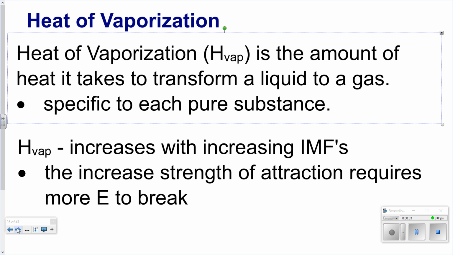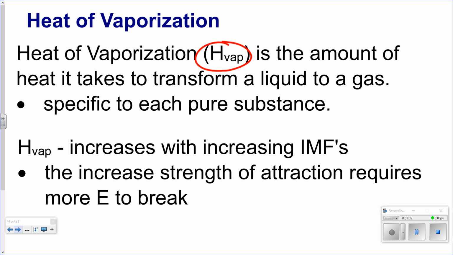Now, related to this is something called heat of vaporization. Heat of vaporization is the amount of heat it takes to transform a liquid to a gas specifically. Okay, so when we're talking about HVAP, what we see here is the amount of heat it takes to do this. Well, if the forces of attraction are stronger on the molecules in a liquid, they're more strongly attracted to each other. If they're more strongly attracted to each other, it's going to take more energy to break those stronger attractions. So increased IMFs give us increases in the heat of vaporization.